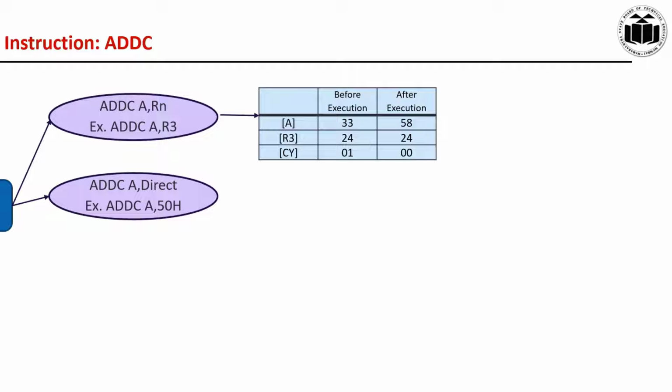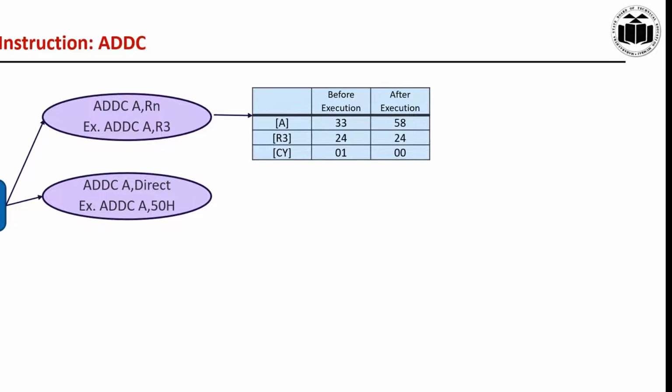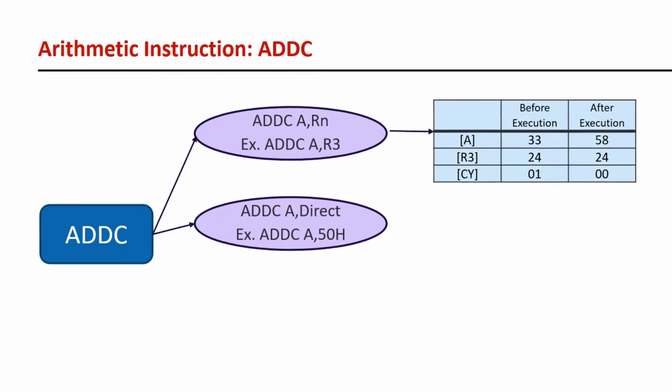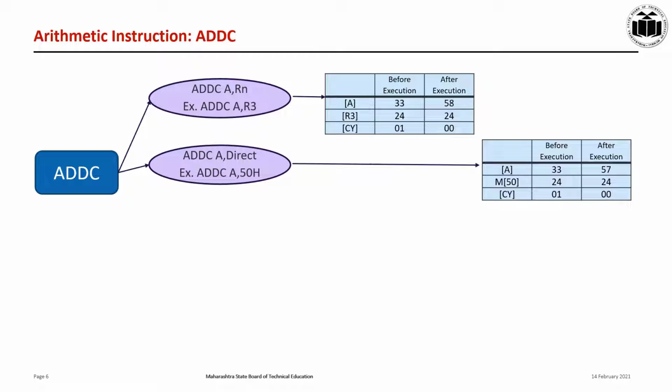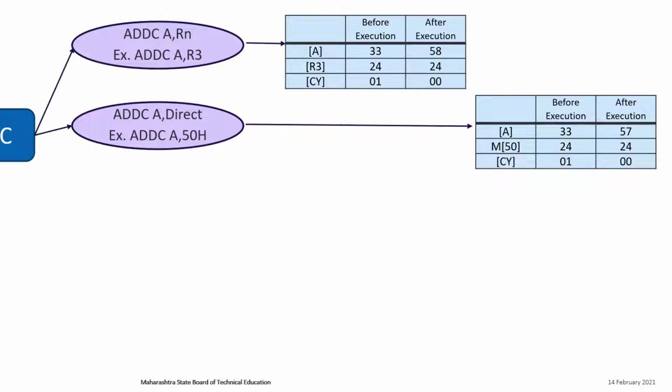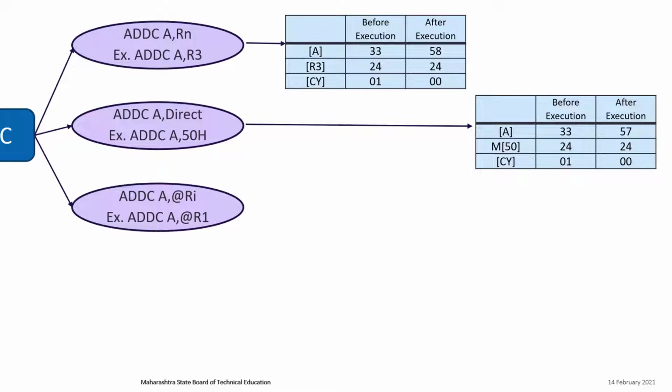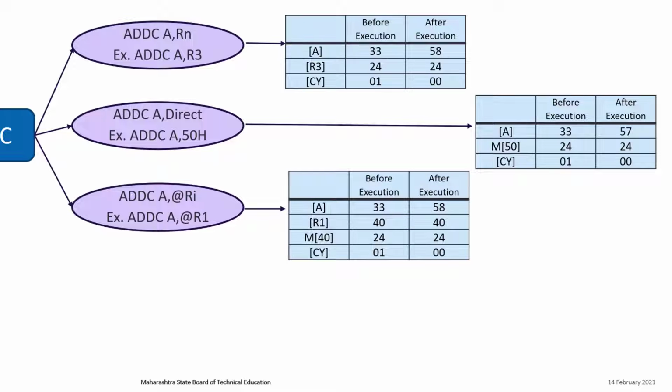ADDC A, direct. This instruction adds the content of direct internal memory location given in the instruction and the content of carry flag to accumulator and stores the result in accumulator. ADDC A, @Ri. This instruction adds the content of internal memory location pointed by Ri and content of carry flag to accumulator and stores the result in accumulator.